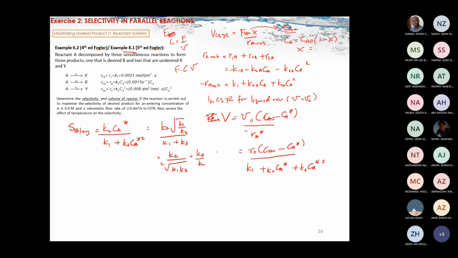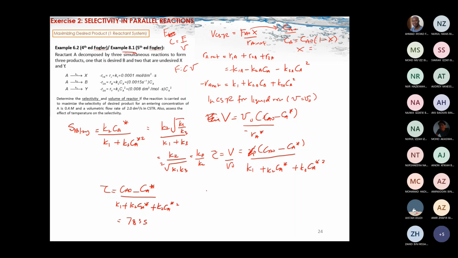Tau is equal to V over V0. You boleh bawa ke bawah. Okay, so daripada sini, we have tau is equal to CA0 minus CA over with the K1 plus with the K2 CA plus with the K3 CA kuasa 2. Okay, so masukkan balik nilai CA yang dapat tadi 0.12, CA0 adalah daripada ni 0.4. Okay, so you will have 783 second.